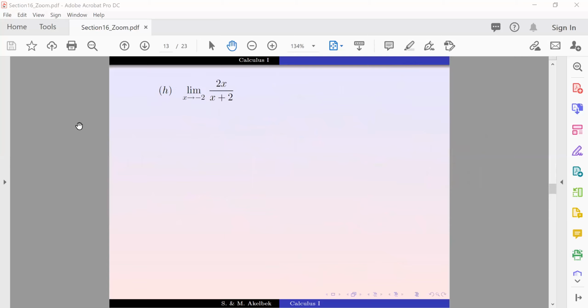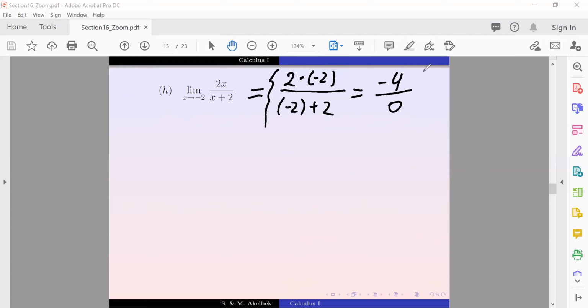No questions. Moving on. Do we have more examples? All right. One more example. Limit as x goes to -2 of 2x over x plus 2. Substitute the number first. 2 times -2 over -2 plus 2. So we have -4 over 0. -4 over 0, we know the limit will be infinity.